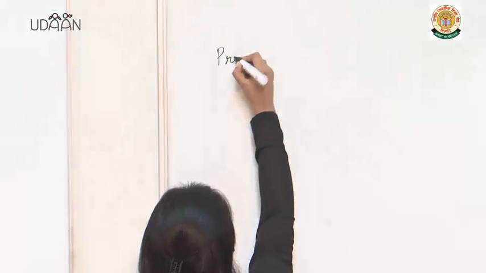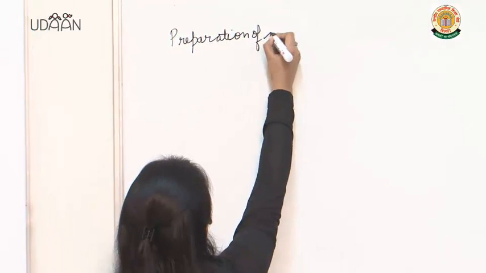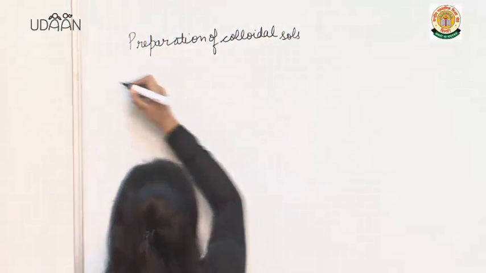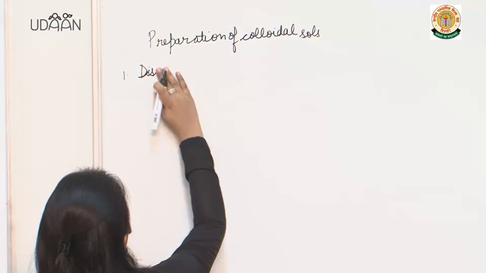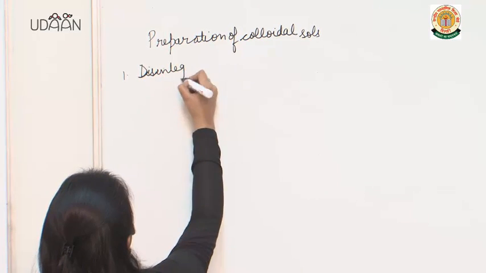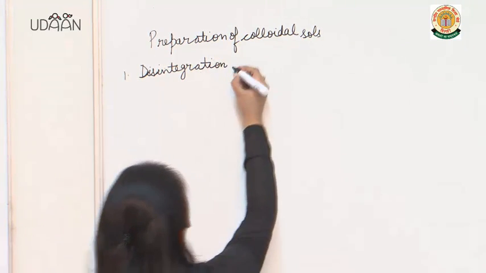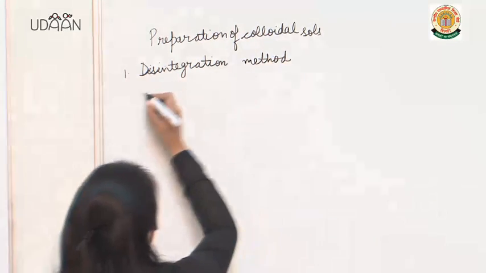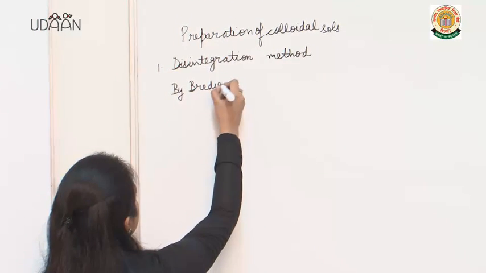Now today we will study about the preparation of colloidal sols. Now first method is disintegration method. I told you कि हम बड़े particles को colloidal sol में लेकर आते हैं by disintegrating them. So what we can do is we can do it by Bredig's arc method.